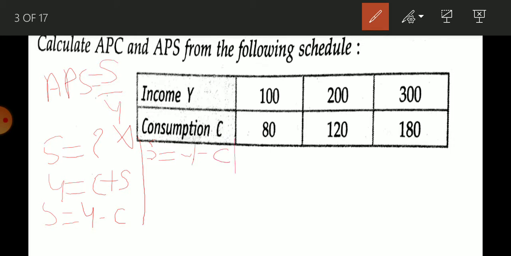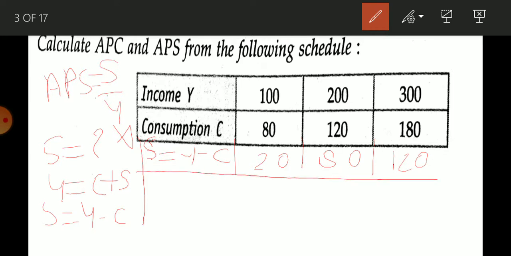So 100 minus 80, 20. Okay student. Then we subtract 200 minus 120. What do we get? We get 80. And then we subtract 300 minus 180, so it will be 120. Now we have the value of saving.